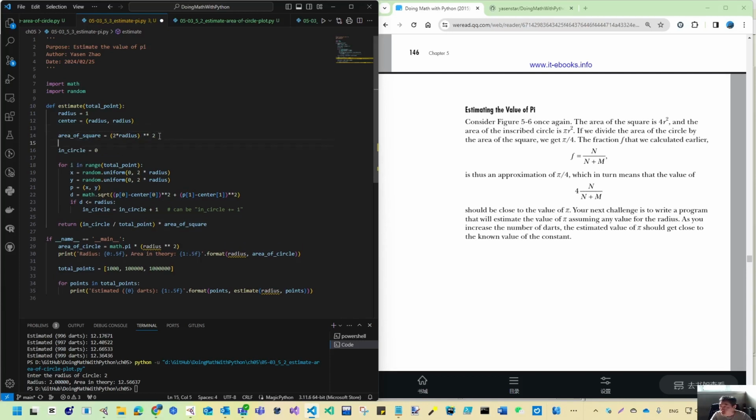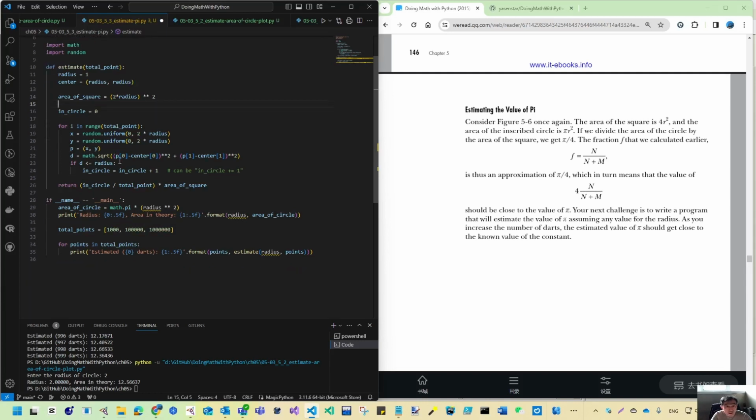So you can consider in_circle is 0. Then for i in range, we give this total points, and we give this x, y, and the distance, all the same. Then what we return here is the in_circle total and this area. So we still use this area, but now the area is also just 2 times 2, and the square is 4. So this one we don't need to change, but we return our ratio, and this ratio is actually as our formula. It's just pi divided by 4.